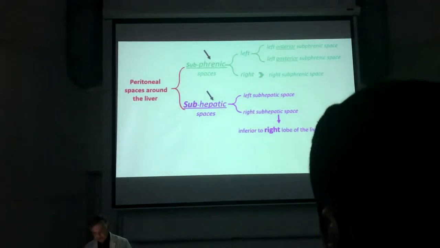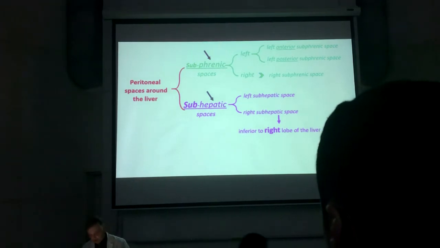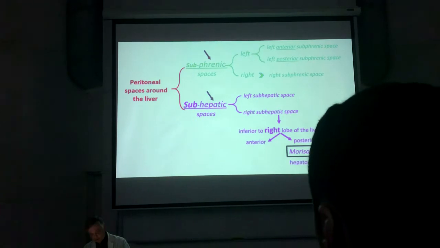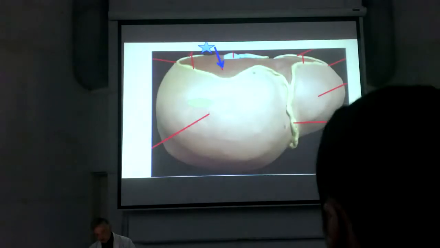This one, the right subhepatic space, is inferior to the right lobe of the liver, and it is a space we don't like because it has a problem of being difficult to get to. It is called Morrison's pouch. I am going to show you Morrison's pouch.